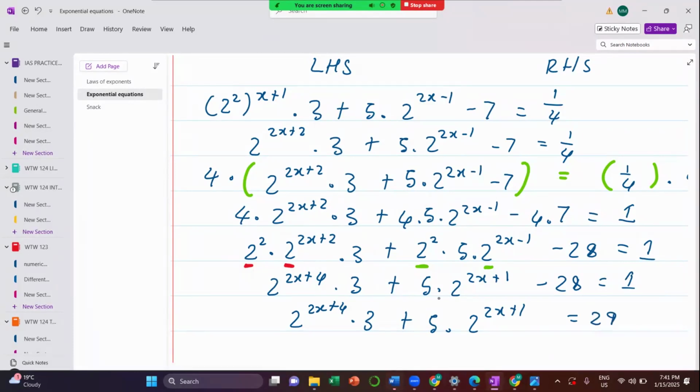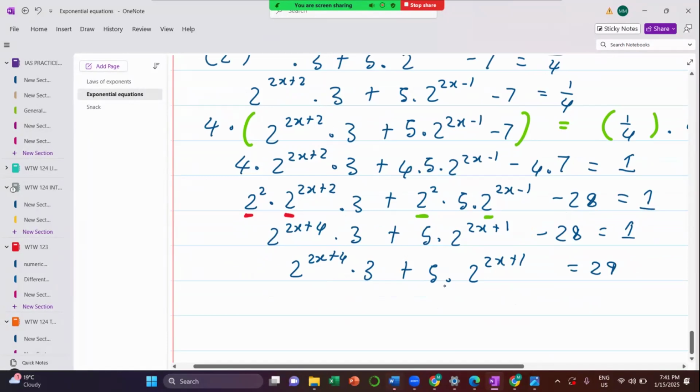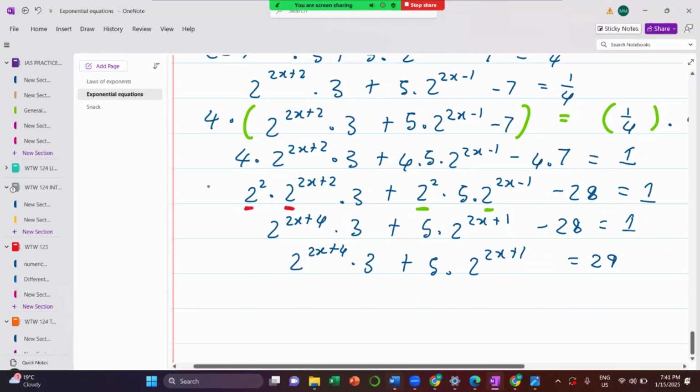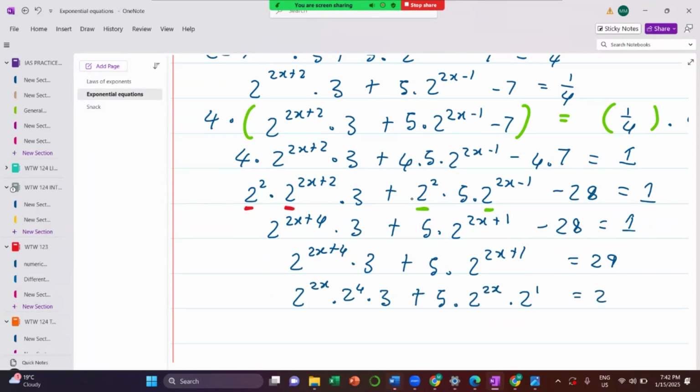29, right? And then notice that this 2 to the exponent of 2x plus 4 can simply be rewritten as what? 2 to the exponent of what? 2x times 2 to the exponent of what? 4 multiplied by what? By 3 plus 5 times 2 to the exponent of what? 2x times what? 2 to the exponent of what? Of 1, all equal to what?